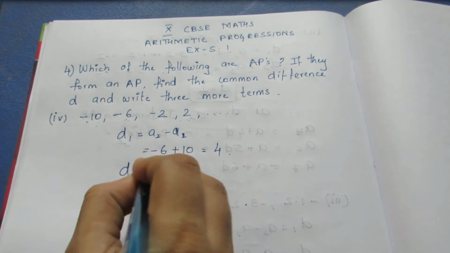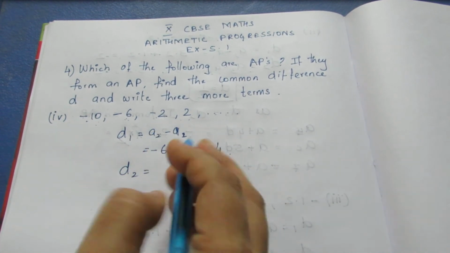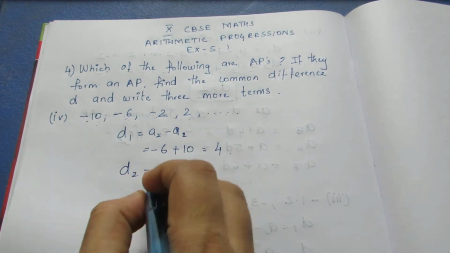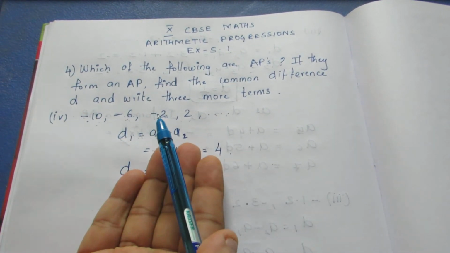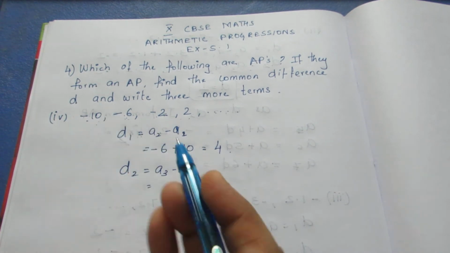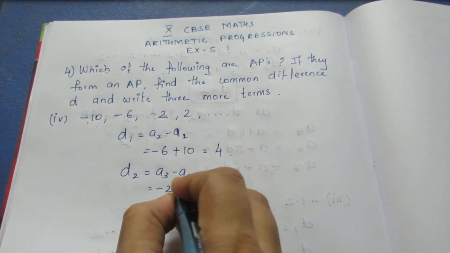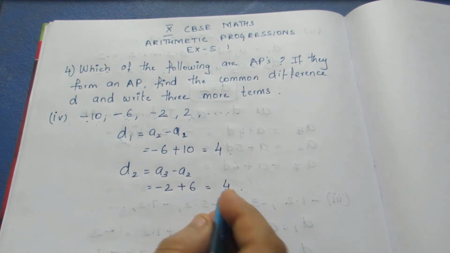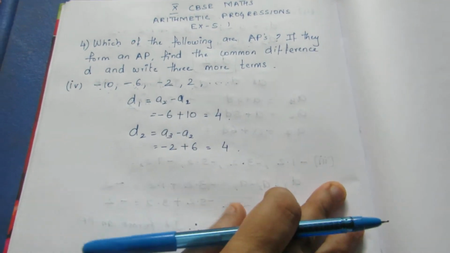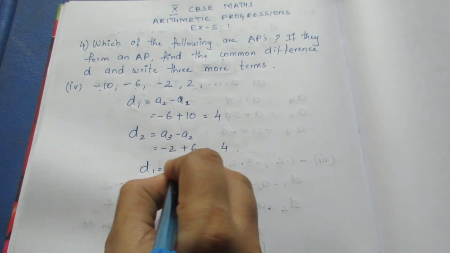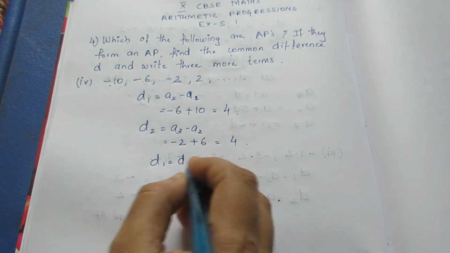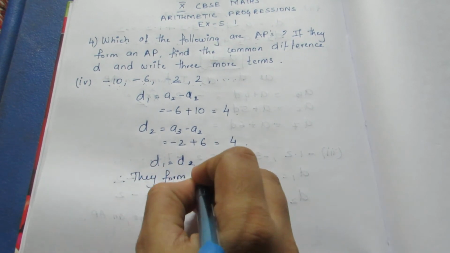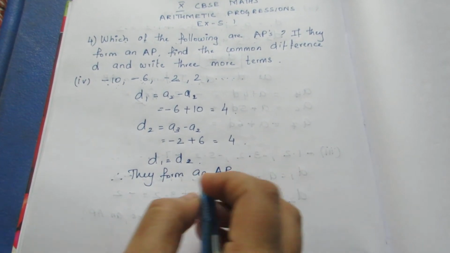Now we'll see the second, D2, that is A3 minus A2, the third term minus the second term. Always the succeeding term minus the preceding term. So minus 2 minus of minus 6 will become plus, and here it becomes 4. So the D is the same, D1 equals D2. The common difference is the same. Therefore, they form an AP.